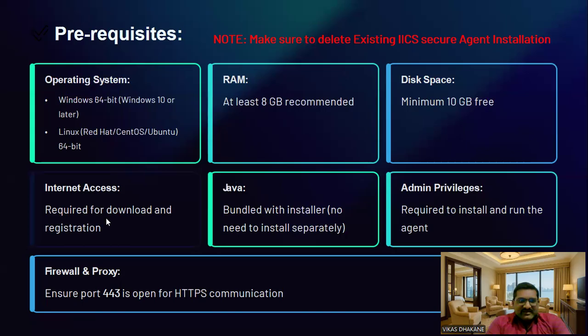Disk space, 8 GB. Then you should have internet access to download the IICS Secure Agent and do the registration. As you are installing, you already have admin privileges, so you don't have to worry about that, and you don't have to worry about the firewall and these things. So the main things are the version of the operating system, RAM, and disk space. Let's see that.